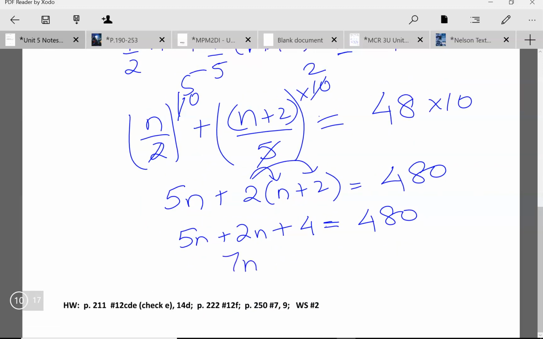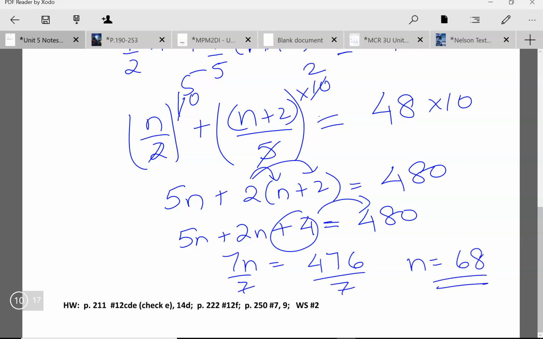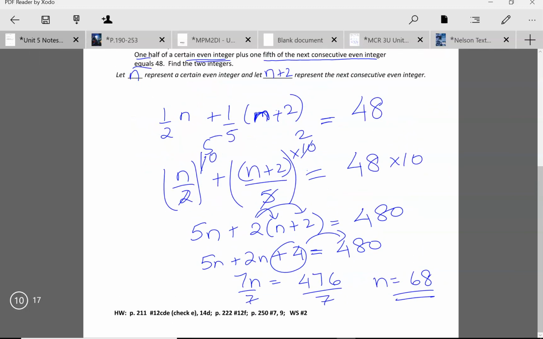Collect like terms, move the 4. 480 minus 4 is 476. Divide both sides by 7, and I should get n equals 68. And that is my answer.